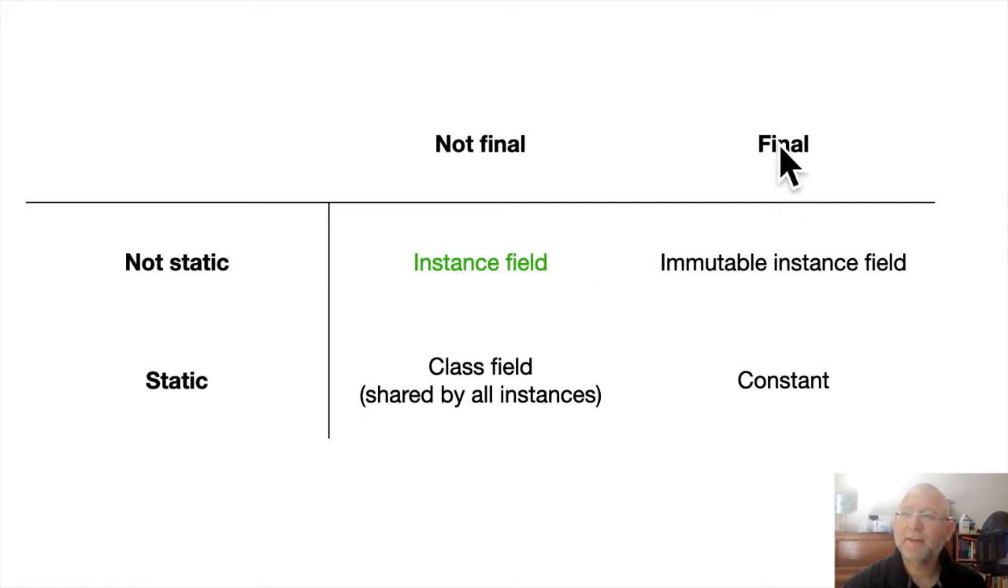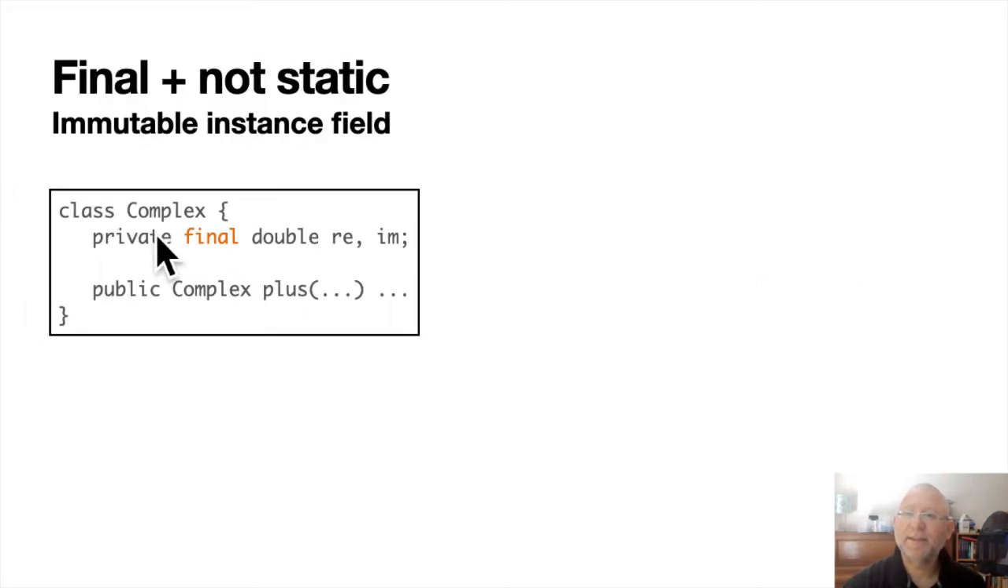But let's look at what happens if we make one of these instance fields final. So here is a different class, Complex. It has 2 fields, RE and IM, for the real and imaginary parts of a complex number. And these fields are final. So they're not static. Each instance will have its own copy, but once they have a value, they cannot change.